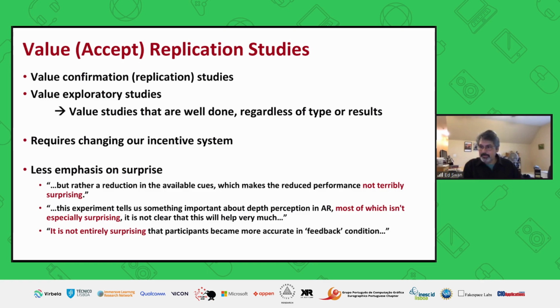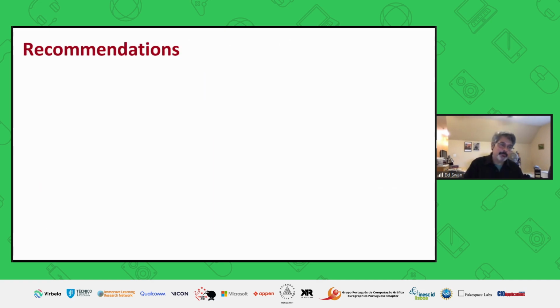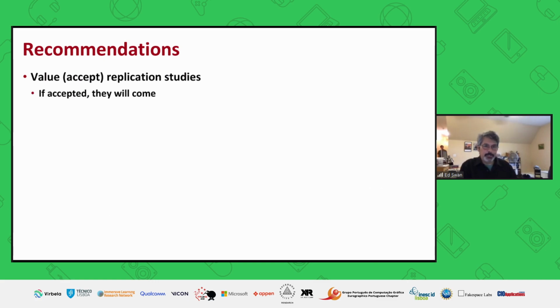And Regis says, shouldn't reproducibility be a requirement for the scientific method? Well, in empirical science, it definitely is a requirement. So the recommendations are to value replication studies. We operationalize value by accepting them. If they are accepted, people will do them.